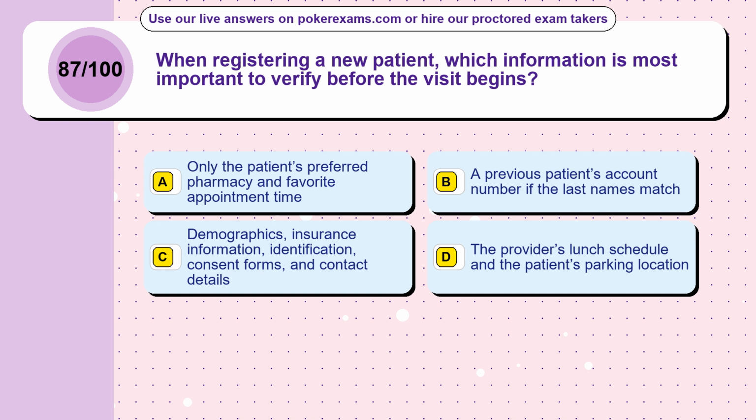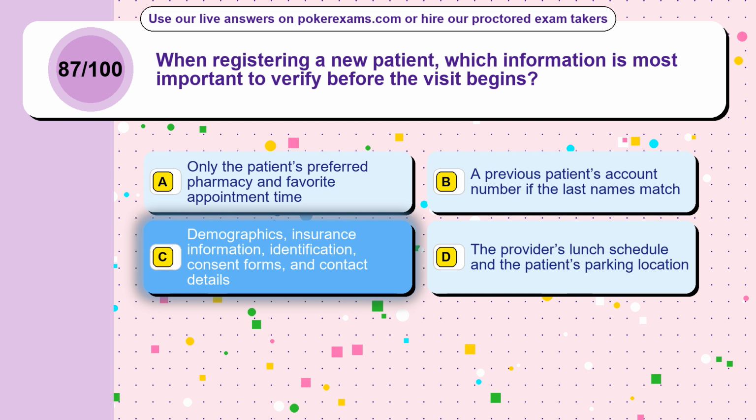A previous patient's account number if the last names match. Option C. Demographics, insurance information, identification, consent forms, and contact details. Option D. The provider's lunch schedule and the patient's parking location. The correct answer is option C. Demographics, insurance information, identification, consent forms, and contact details.